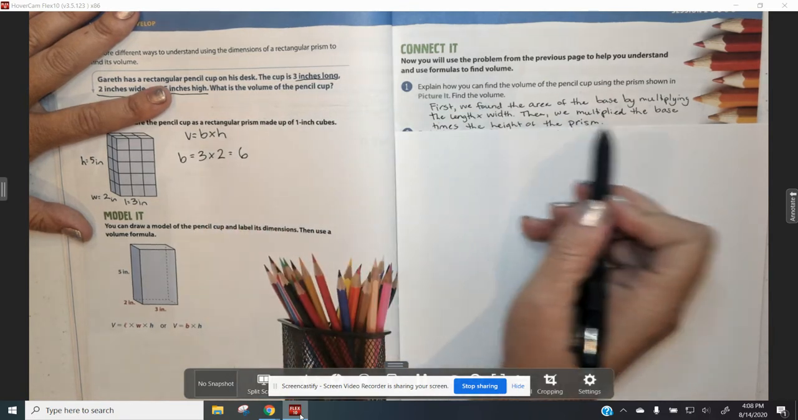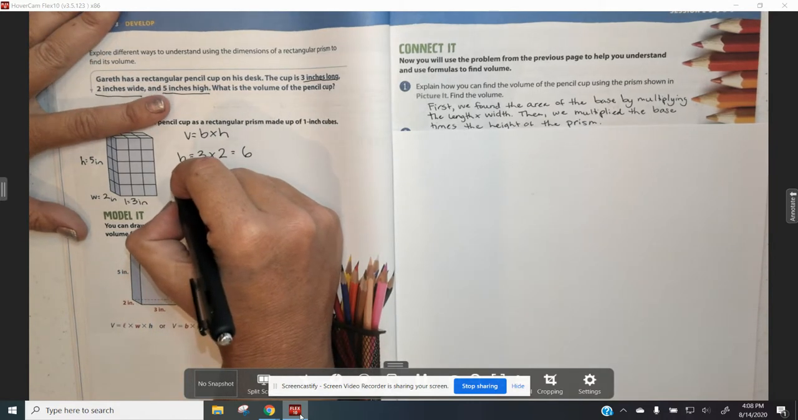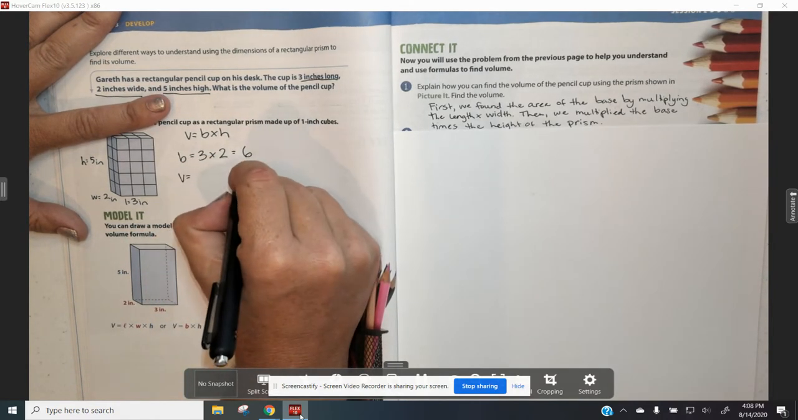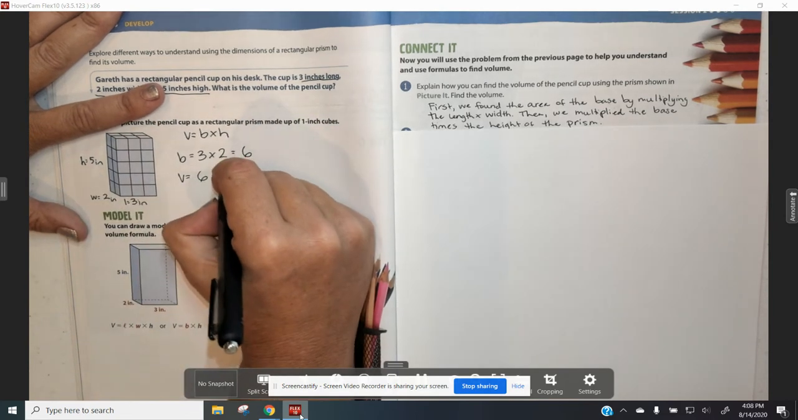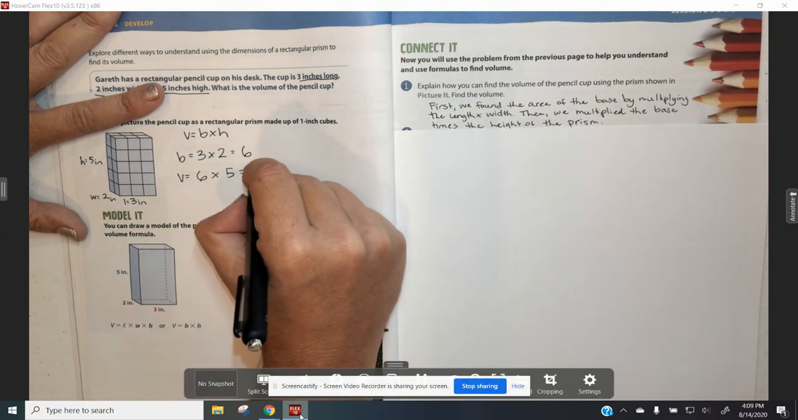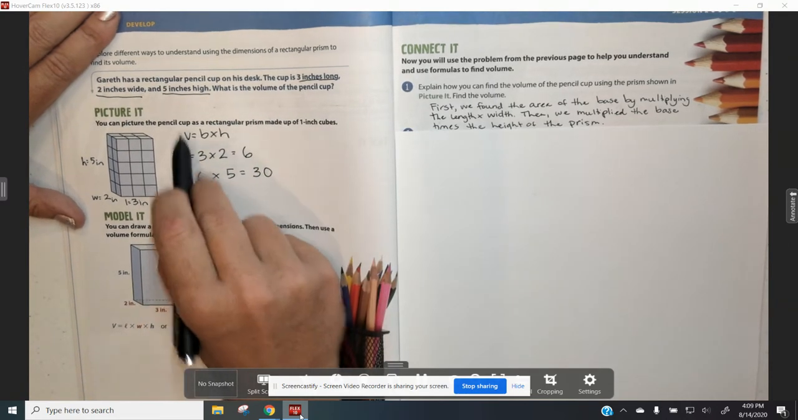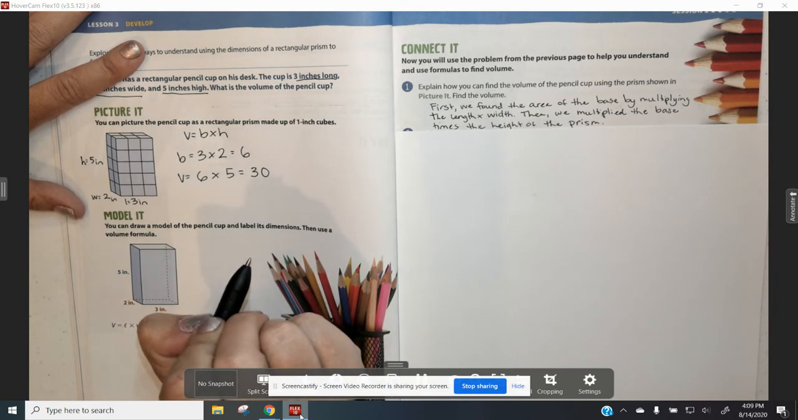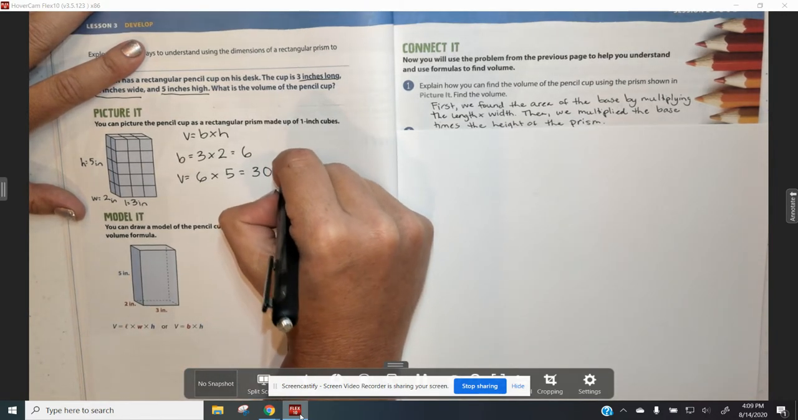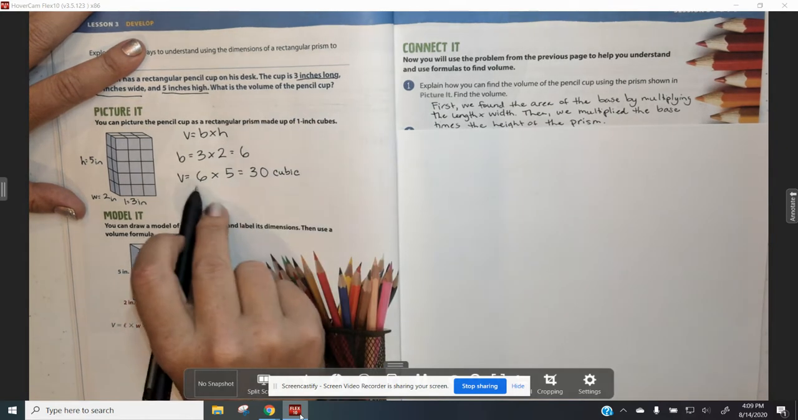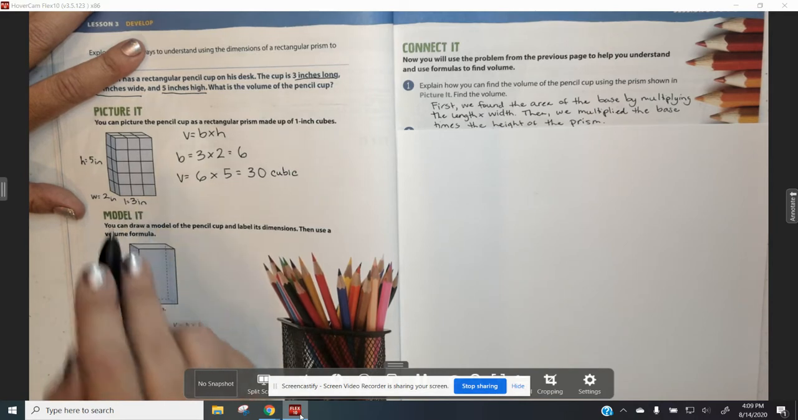And then we multiplied the base times the height of the prism. So then the volume equals the base, which is 6, times the height, which is 5, which equals 30, because 6 times 5 is 30. And then remember, we're doing volume, so what's that word that starts with a C that we need to use? That's right, cubic. So our volume is 30 cubic inches.